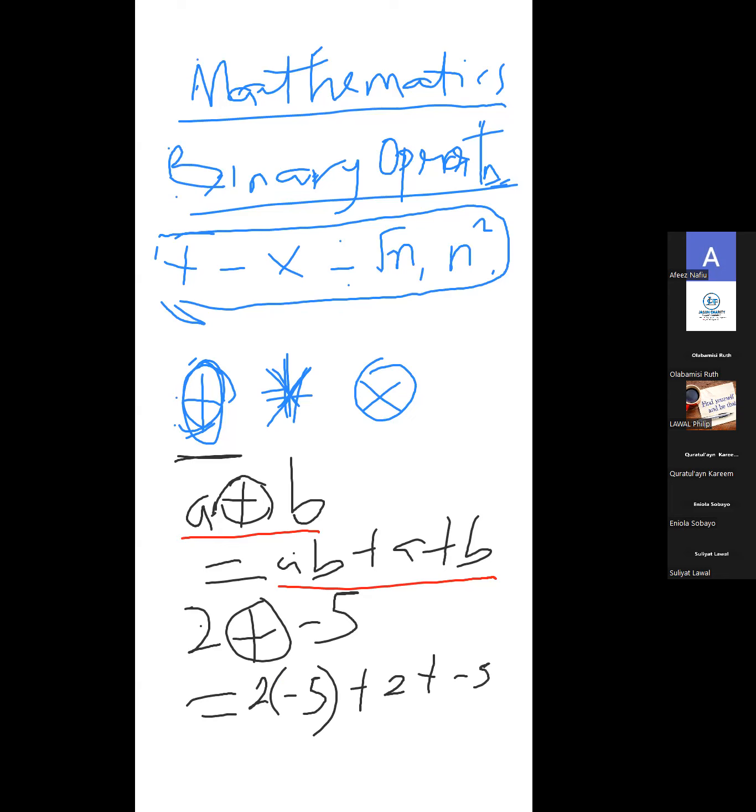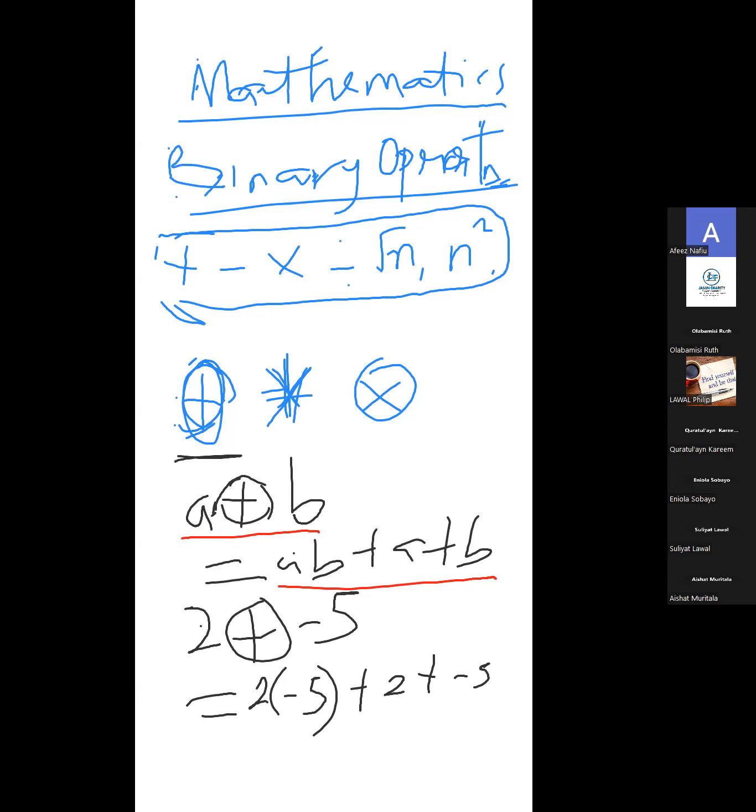I want to encourage you, don't truncate these arrangements. In binary operation, order is of high requirements. You have to learn to arrange your variables in order. Don't go and put B where A is supposed to be. You will get a wrong answer.